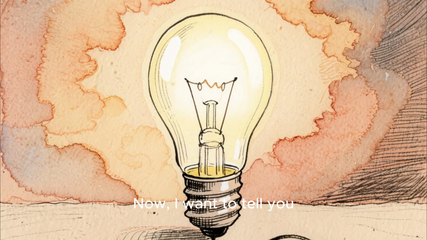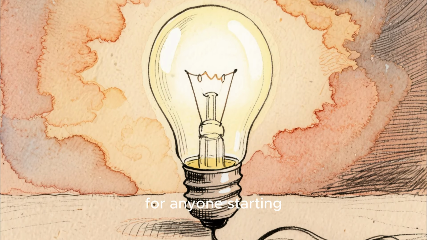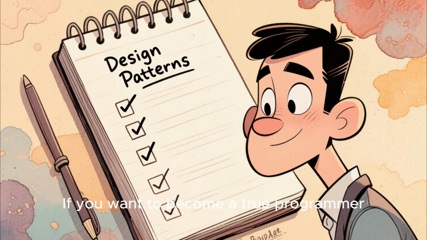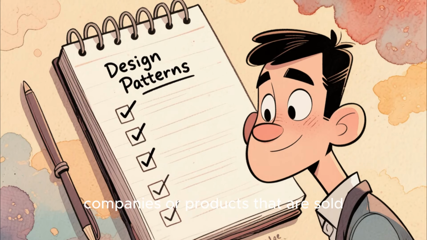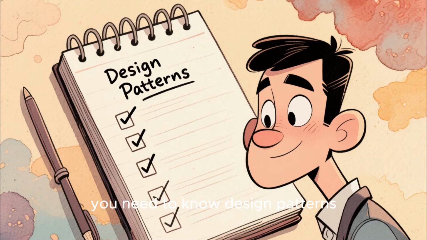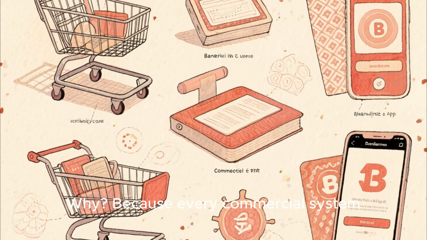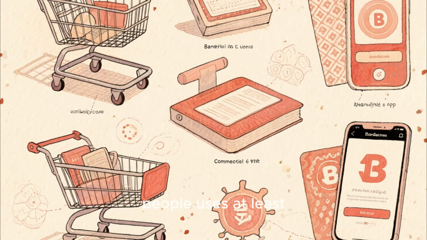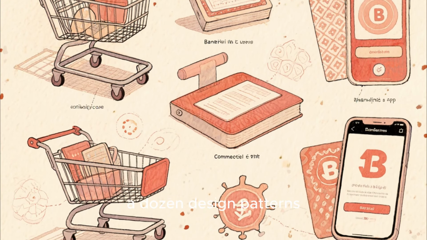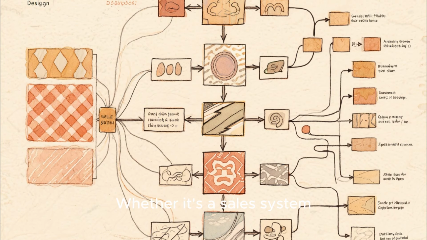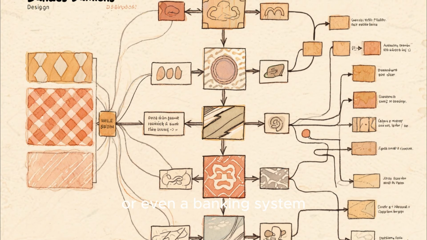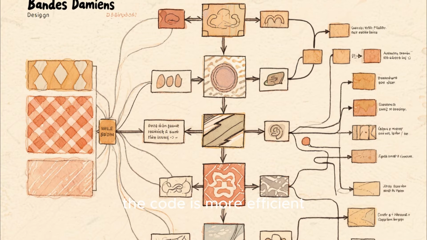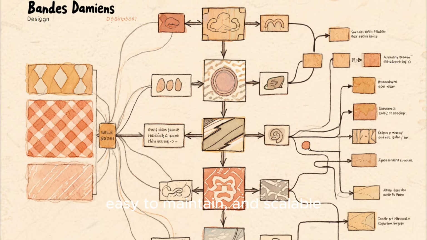Now, I want to tell you something very important for anyone starting to learn about software development. If you want to become a true programmer, someone who creates systems for companies or products that are sold, you need to know design patterns. Why? Because every commercial system, the kind of system that will be sold to other companies or people, uses at least a dozen design patterns. That is a fact. Whether it's a sales system, inventory management, or even a banking system, these commercial systems always use design patterns to ensure the code is more efficient, easy to maintain, and scalable.